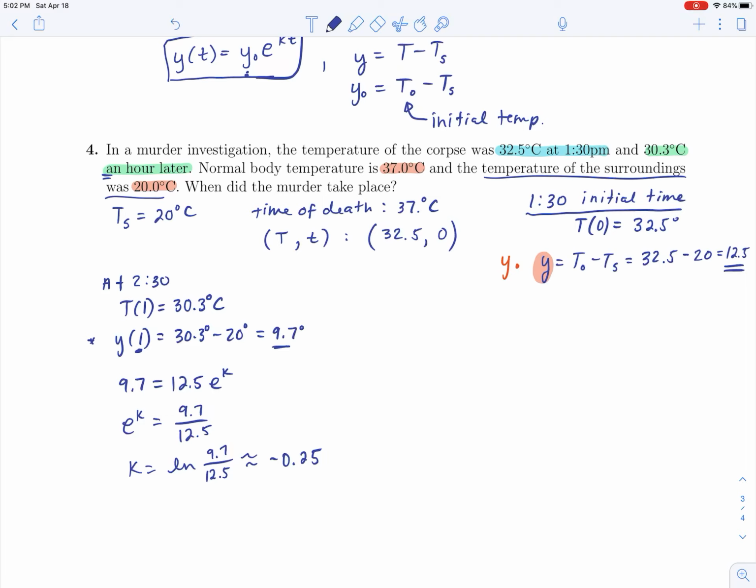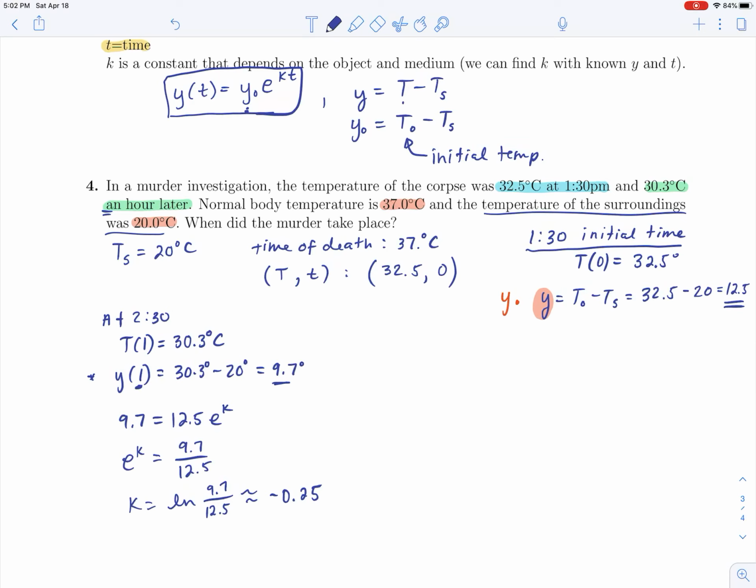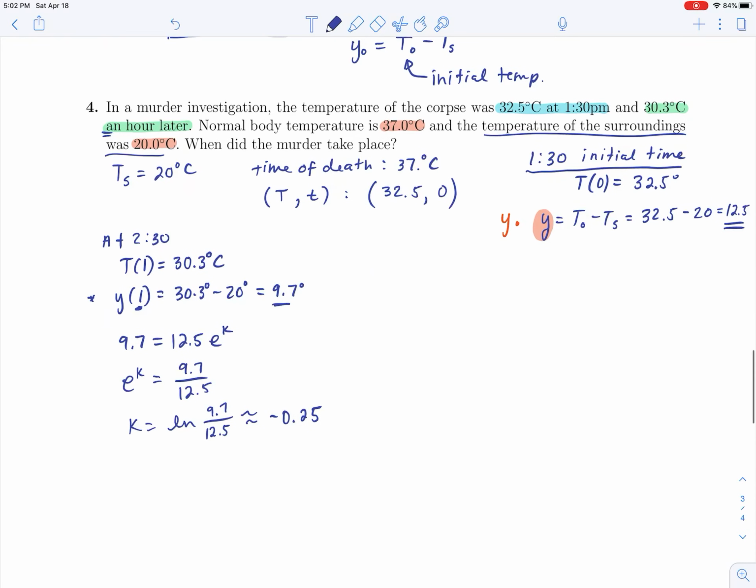So does it make sense that our K is negative? Are we decaying? Let's see. The Y is the difference between the surrounding temperature and the temperature. So is that getting smaller as time goes on? It is, because the temperature of the body is approaching the surrounding temperature. At some point, you go to equilibrium, and then the corpse will be the same temperature as the room. So negative makes sense.